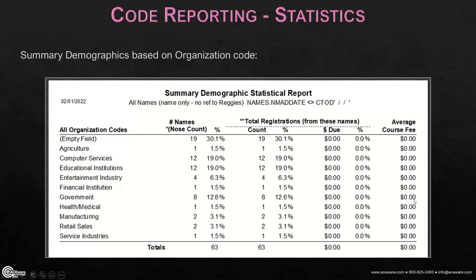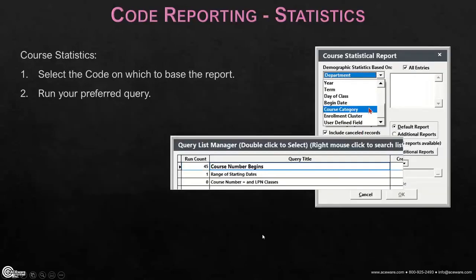Now, in this case, we must have answered no to the dollars because it didn't generate any of the revenue references on here. Course statistics is a similar kind of setup. You get to pick a drop down based on the category of code. I do want to make a plug for statistics, though.